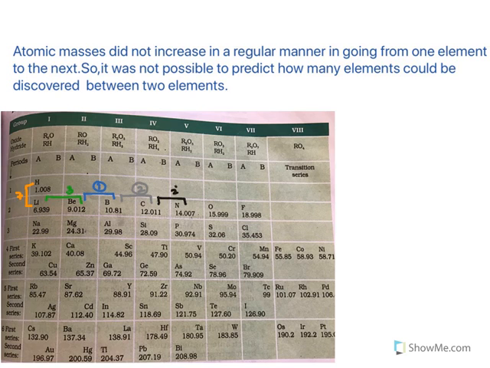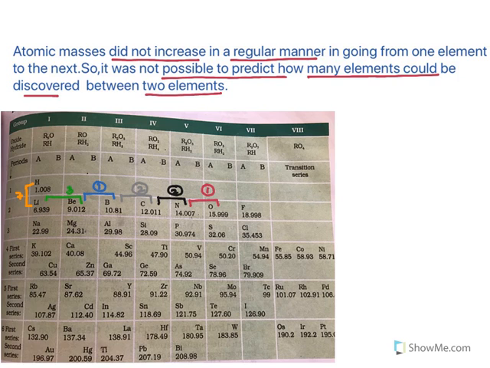12 and 14, approximately 2. Here again, the difference between nitrogen and oxygen, approximately 1. So the atomic masses did not increase in a regular manner in going from one element to another. So it was not possible to predict how many elements could be discovered between two elements. So there was an irregularity in the increase in atomic masses. The atomic masses did not increase regularly. And so you could not make out between two elements how many more elements would have been discovered.